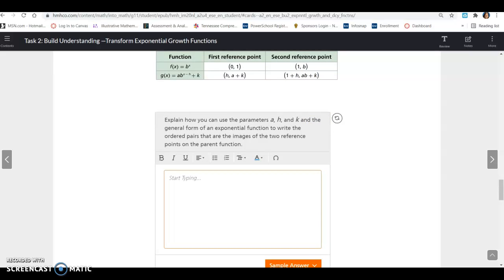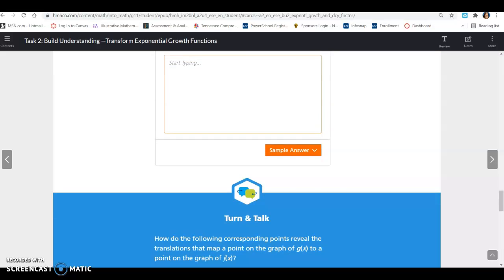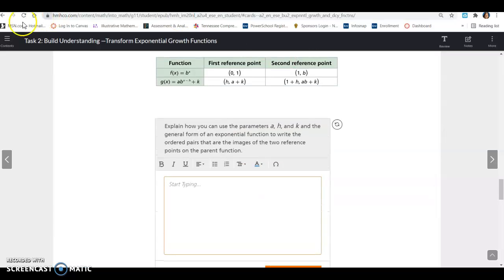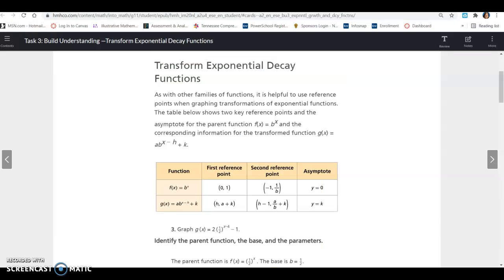All right, it says explain how you can use the parameters a, h, and k in the general form of the exponential function to write the ordered pairs that are images of the 2 reference points on the parent function. All right, so if you know the reference points, if you know these points on your parent function, and you know how to just plug the numbers in from your general function, then you can find those 2 new points to sketch the graph very quickly and easily. All right, that's all for task 2. If you have any questions, please let me know.